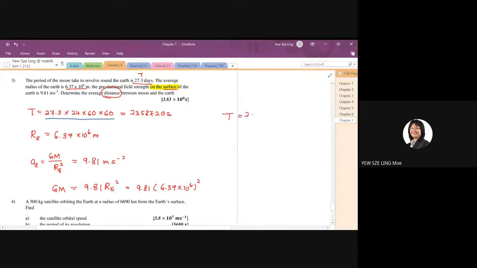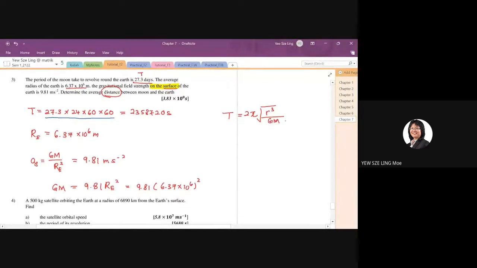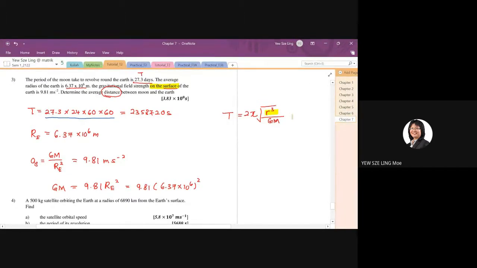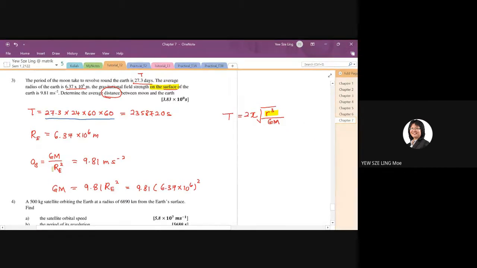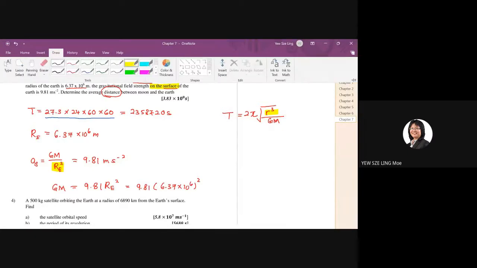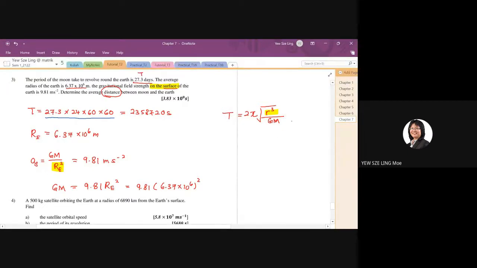T equals 2 pi square root of R cubed over GM. The reason I use this equation is that it is the only equation I can use to determine the distance R. I cannot use RE to determine R, and I cannot use g to determine R, because g is just for RE, not for small letter r. There is a small difference between these two R. Capital letter R and small letter r mean different things. Small letter r is the distance between the moon and the Earth. Capital letter R is just the radius of the Earth.